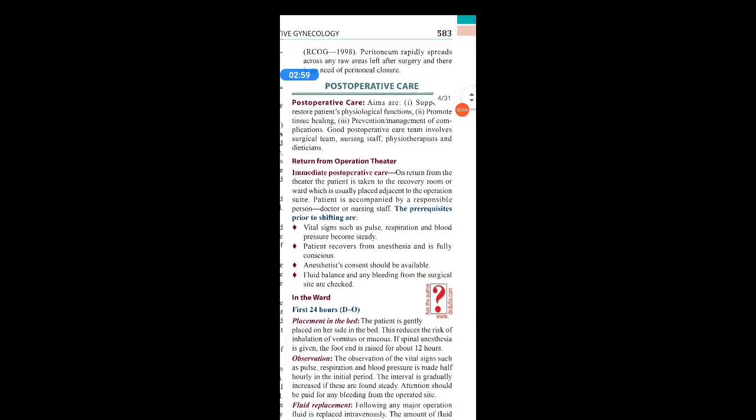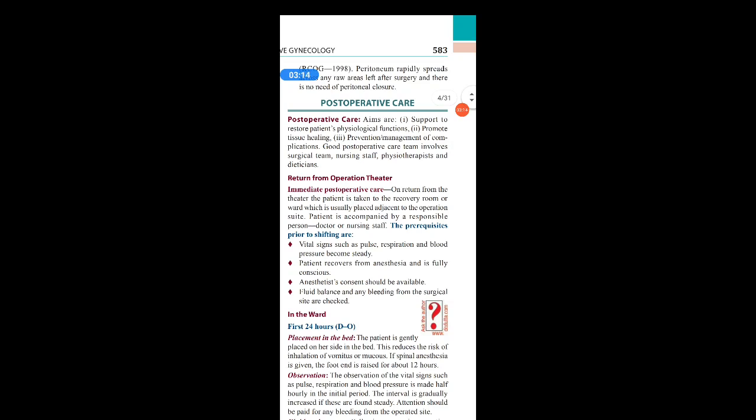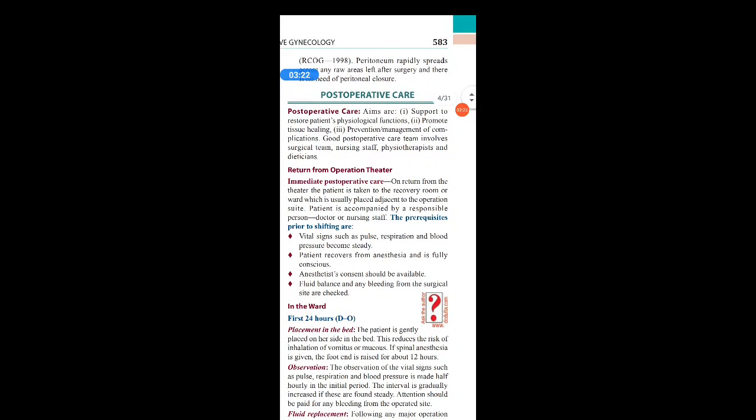Next is post-operative care. Coming to the aims of post-operative care: why should we do it, and what are its aims? The first aim is to support the patient to restore her or his physiological functions. Then to promote tissue healing, and prevention and management of any complications.